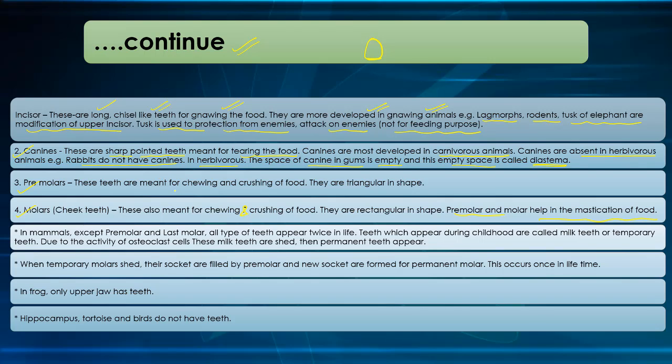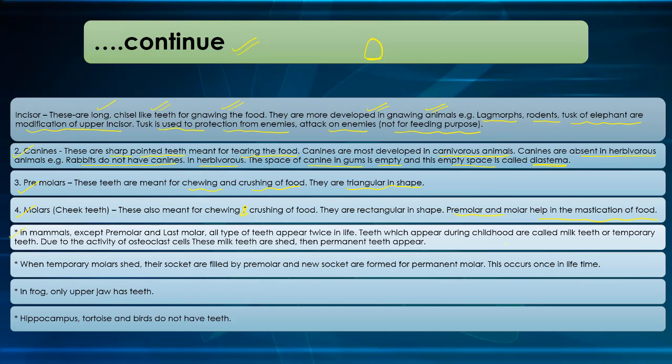Premolars are meant for chewing and crushing of food. They are triangular in shape. In mammals, except premolars and the last molar, all types of teeth appear twice in life, meaning diphyodont dentition.